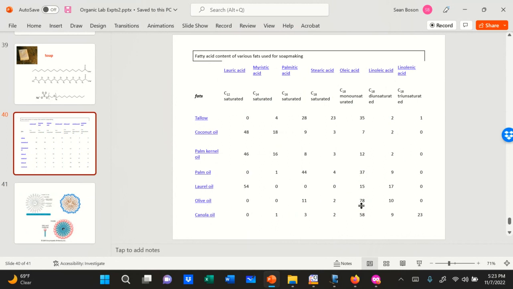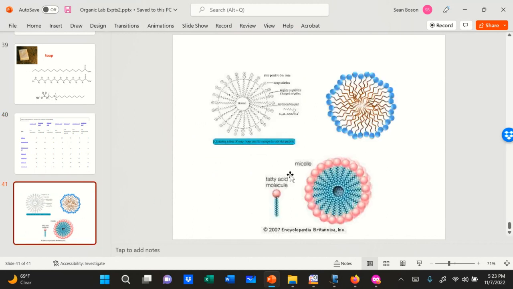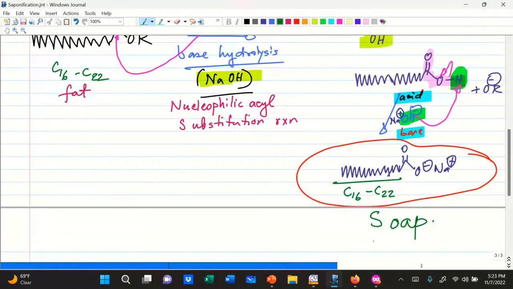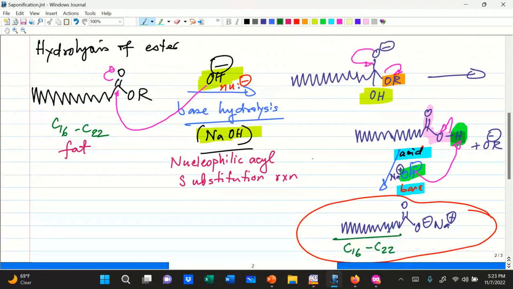Olive oil has huge numbers. 78% is carbon 18, but it is unsaturated. Canola oil has 8%, etc. So anyhow, this is a soap molecule. Indirectly, we are making a soap molecule, because you are making a carboxylate salt of sodium by means of hydrolyzing an ester.